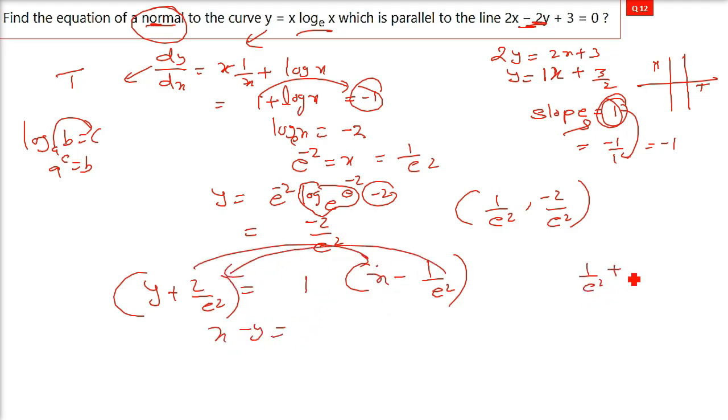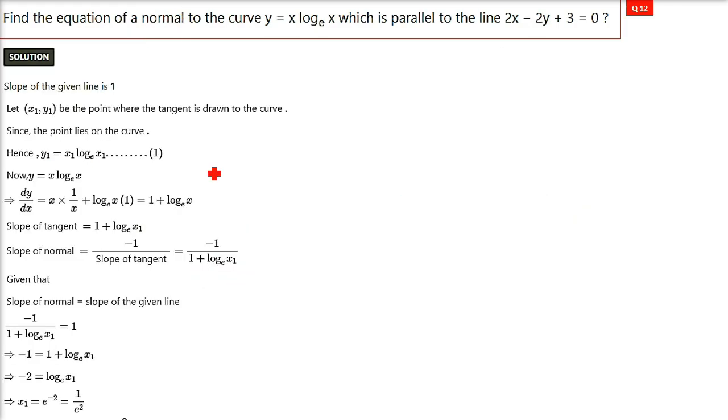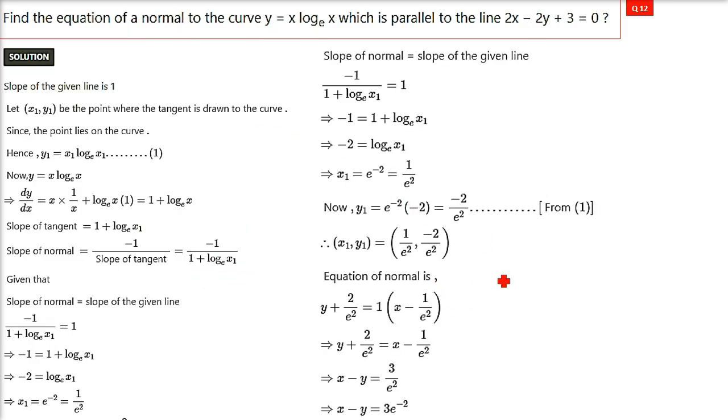Now when you rearrange, you'll get 1 by e square plus 2 by e square on one side, and that is going to be 3 by e square. You can take this e square to the numerator, so it will be 3 e raised to minus 2. Okay, the concept is clear now. So this is how you are going to go about it. This is the reference solution for you.